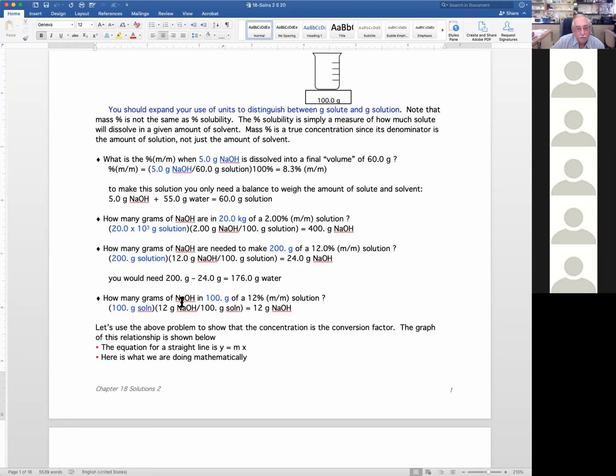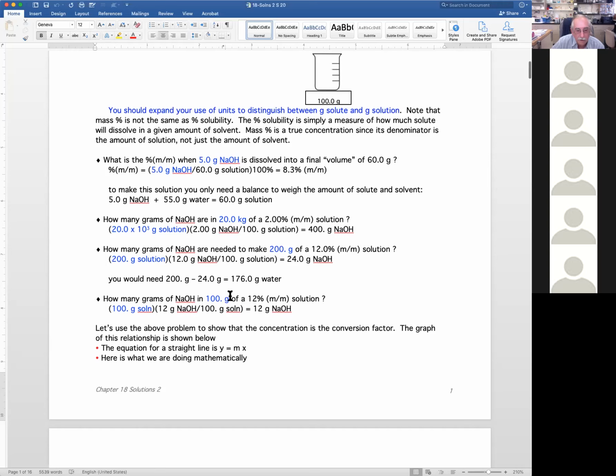How many grams of sodium hydroxide are in 100 grams of a 12% mass per mass solution? So what did we say about the solution? It's always going to be your conversion factor. I have to understand that this 12% means 12 grams of solute in every 100 grams of the solution. And this is 100 grams of what? The solution. So I cancel out grams of solution, and I end up with grams of the solute.